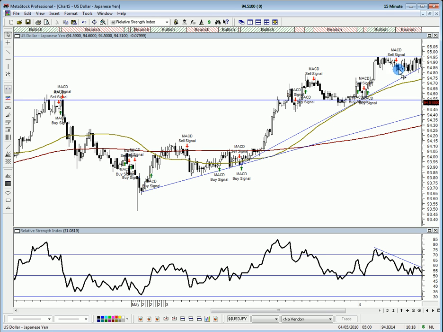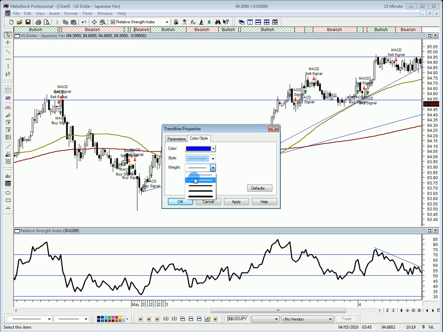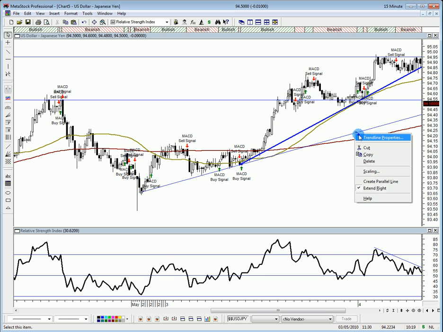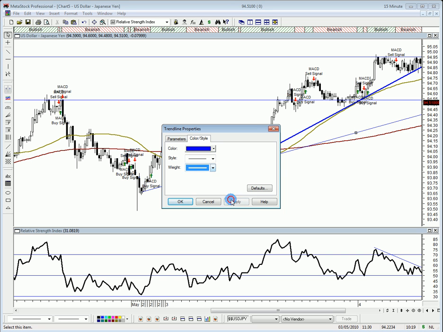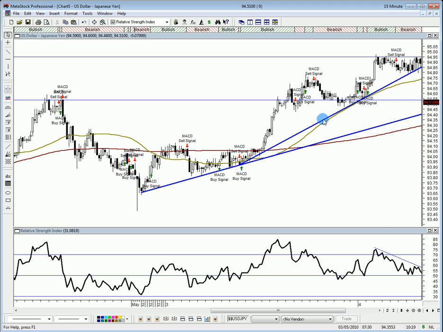MACD should be used in a trending chart. Beautiful, nice entry levels in a trending chart. Oscillating, yucky stuff, doesn't work. So MACD on a trend. I'll make this nice and big so you can see that. There we go, and I'll do this one over here so you can see that. Make sure they are all extended. Yep, cool. So what we need is confirmation.